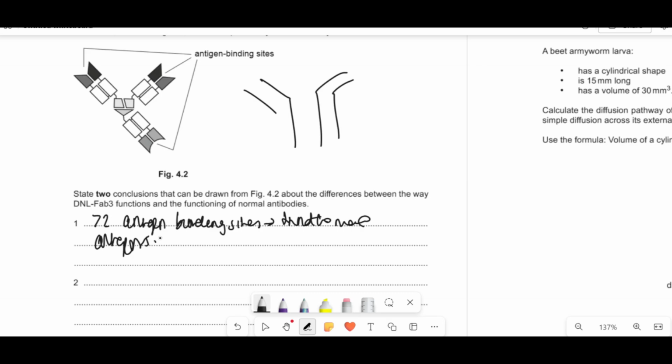Now, as well as that, what else do we have going on? It doesn't have a constant region. You need to explain what that means: it can't bind to immune cells. Constant regions are useful. For example, an antibody acting as an opsonin means it makes the pathogen tasty for phagocytosis. If antibodies are bound to a pathogen and have that constant region, it tags it for the phagocyte, and they can bind to phagocytes and cause them to phagocytose the pathogen. Here, it can't bind to immune cells, so it can't do that.